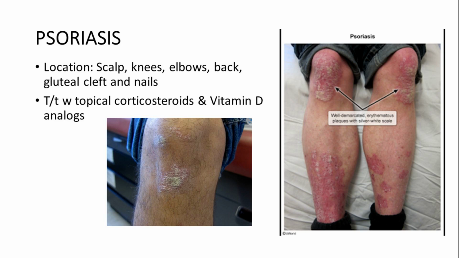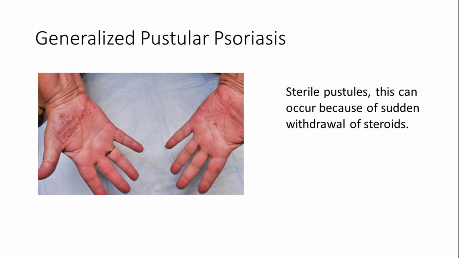Psoriasis commonly affects the scalp, knees, and elbows, presenting with well-demarcated plaques. Treatment includes topical corticosteroids and vitamin D analogs. Generalized pustular psoriasis is a severe form characterized by sterile pustules. It can occur due to sudden steroid withdrawal and requires careful management.